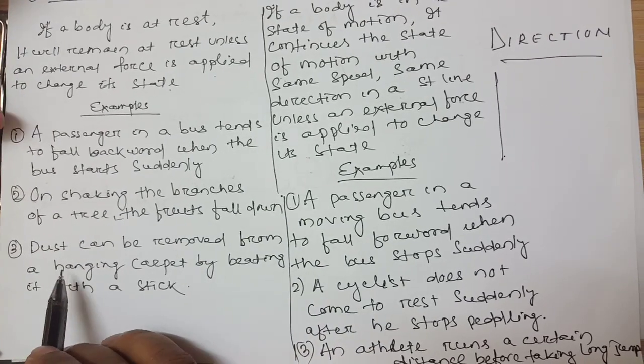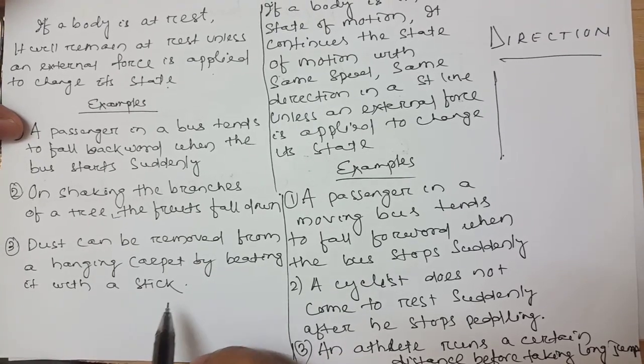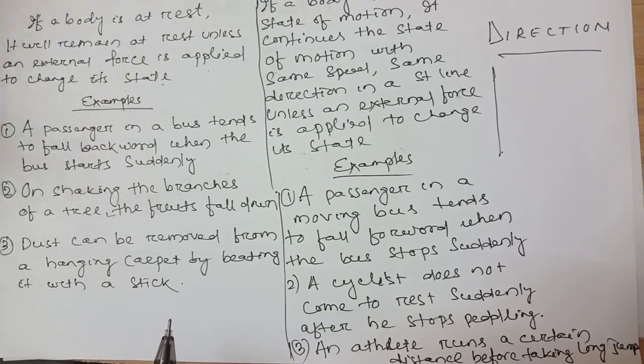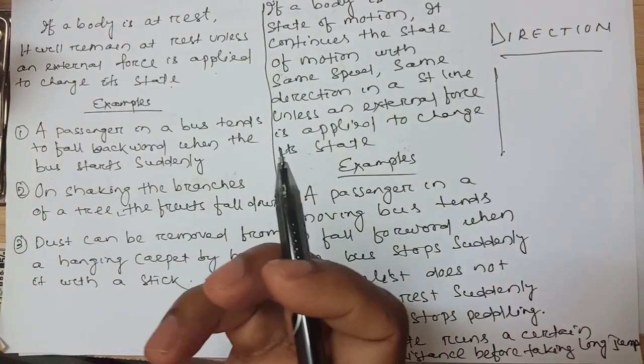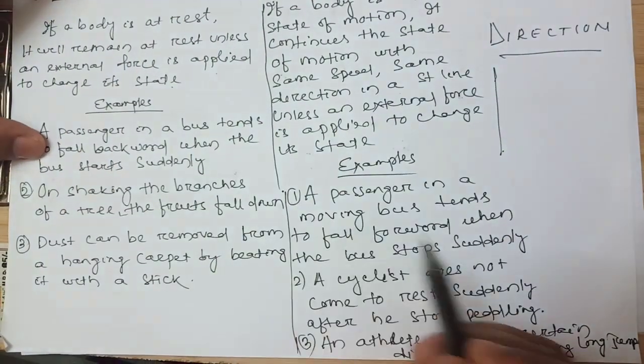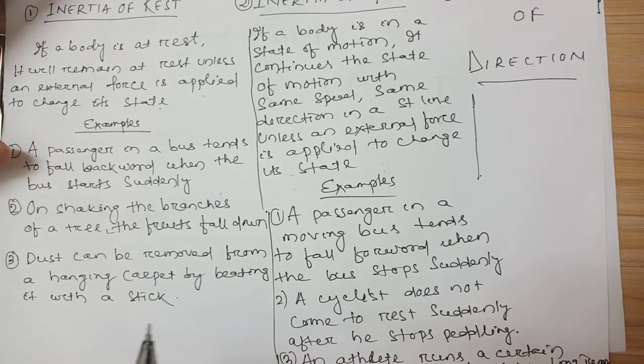Another example, dust can be removed from a hanging carpet by beating it with a stick. If you beat a hanging carpet with a stick, what happens? The carpet comes in motion, but the dust falls down. Okay, this is inertia of rest. So many examples are there. All these examples come in the exam as give-reason questions.